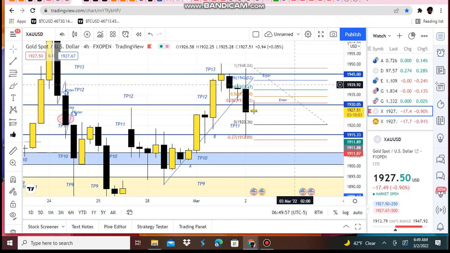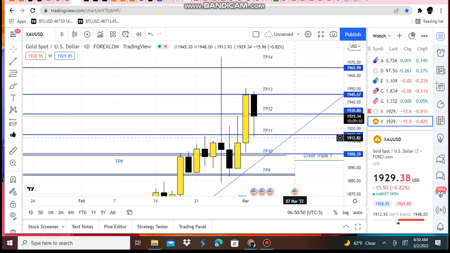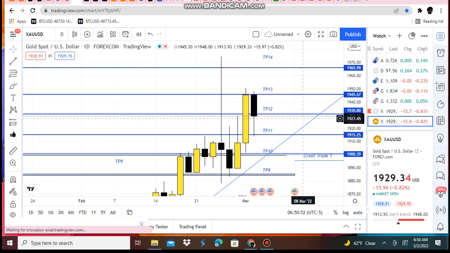Price is retracing back to one of our Fibonacci levels, and then eventually it will go back down to 27 extension. All right, gang, I just want to keep you updated with that. You can see price retracing back up already, and eventually it should go back down to take profit 15.